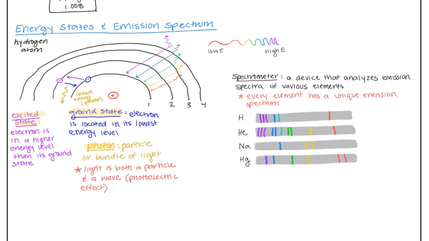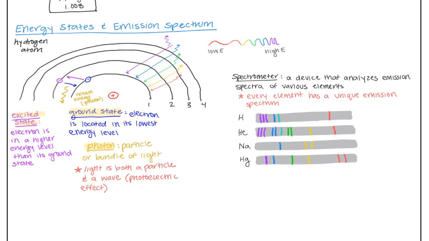working with. So there's a really cool instrument called a spectrometer, which analyzes emission spectra of various elements. So it can determine what element is in a particular substance by examining the emission spectra of that substance. So say we have an unknown substance, we can use a spectrometer to visualize the emission spectrum of that substance. And then we can match it up with the known emission spectrums of these various elements, or the atoms, to determine what that substance is made out of.